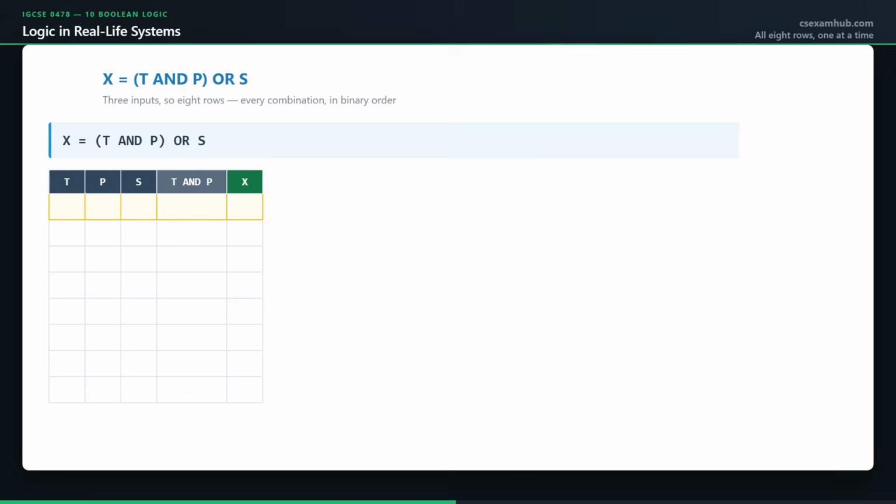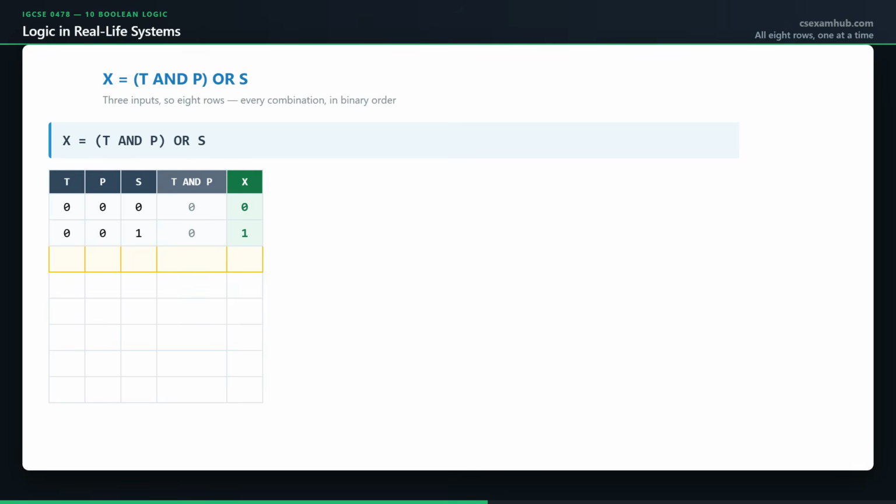Row 1, all zeros. Nothing is happening. T and P is 0. And with S also 0, the alarm stays silent. Row 2, S becomes 1. T and P is still 0, but the switch alone is enough, so the alarm sounds.